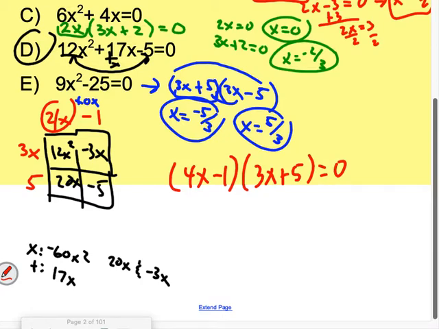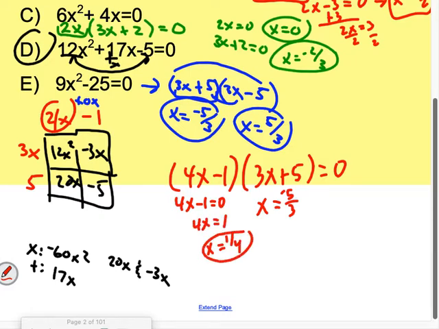So this factor is going to equal 0. Subtract 5, divide by 3. When x is negative 5/3, this factor equals 0, add 1, divide by 4, you get 1/4.